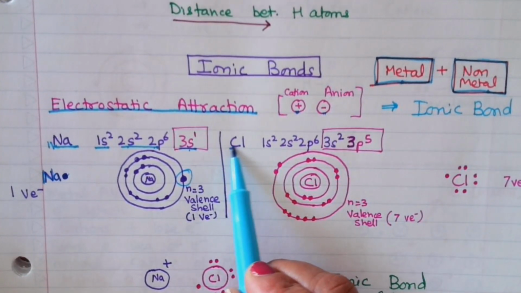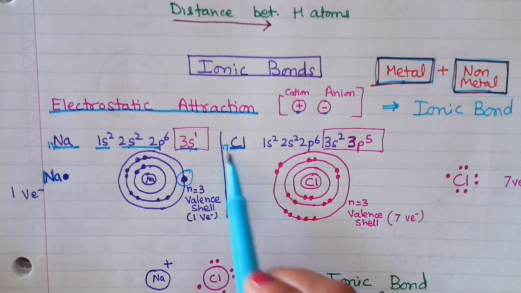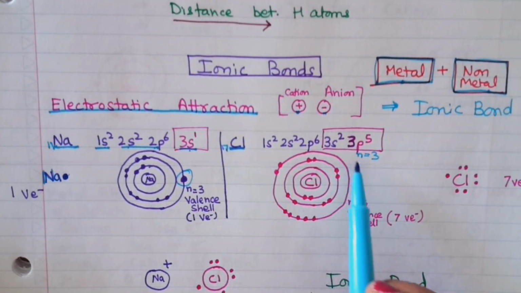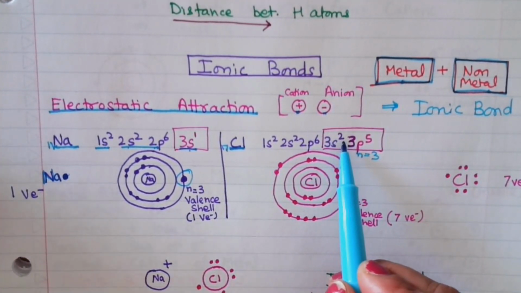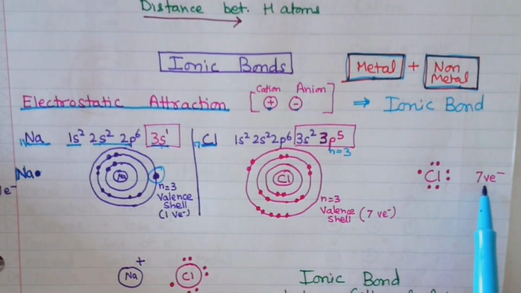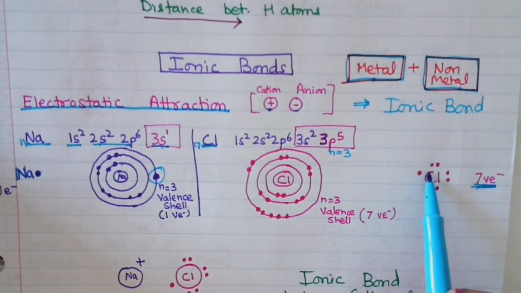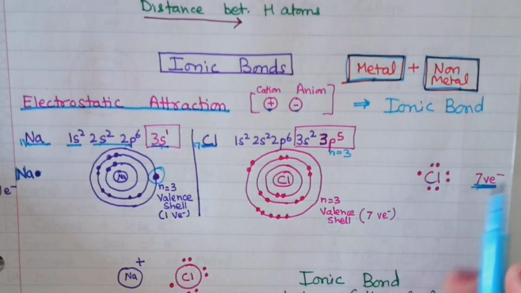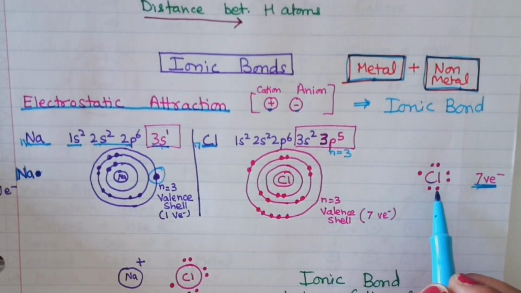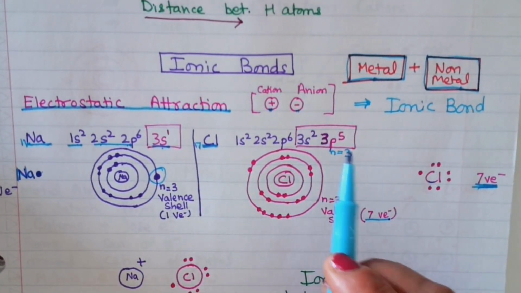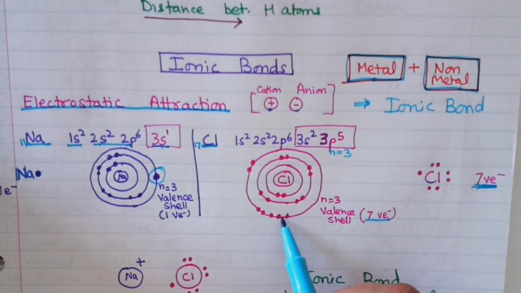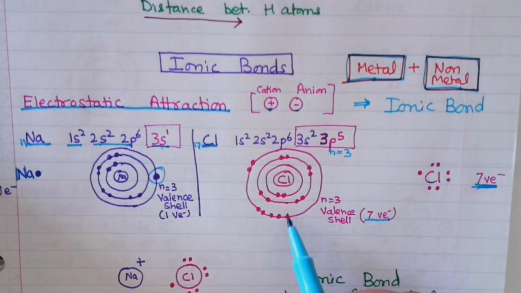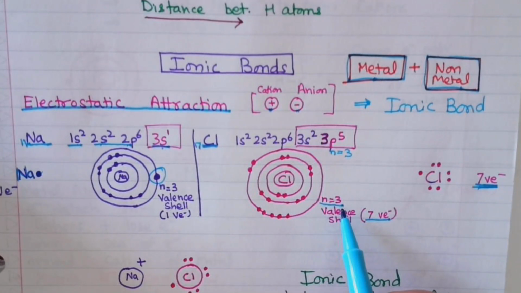Now let's draw chlorine. Chlorine has atomic number 17 and this is the configuration. N equals 3 is the valence shell, and the third shell has 7 valence electrons. So I wrote the element symbol for chlorine and put 7 dots around it, showing only the valence electrons of chlorine. So it has 7 valence electrons. And if I draw the Bohr model, 2, 8, and 7 electrons, so 7 electrons in n equals 3, 7 valence electrons.